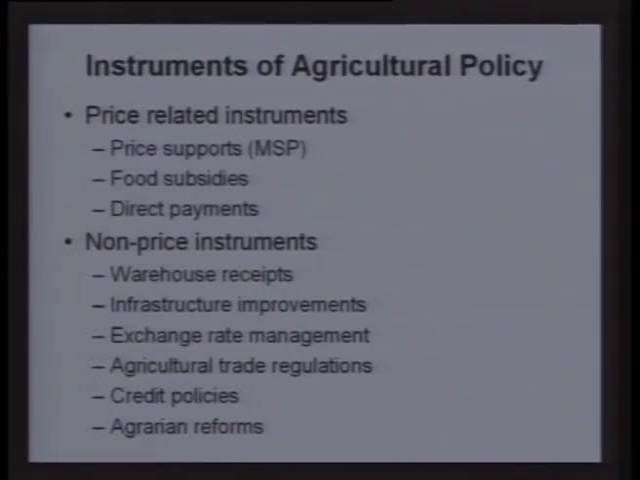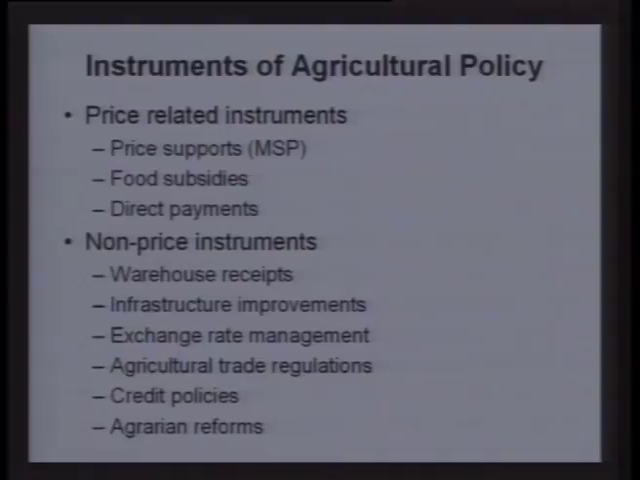We also sometimes provide direct employment, or this may be one of the options in the case of price-related instruments. The second major group of instruments is the warehouse receipt, non-price. Warehouse receipt means when farmers store their product in storage, they get a receipt from the warehouse, and based on that receipt they can get a loan or credit from the financial institution. Then infrastructure development will help in agriculture policy. This is one of the instruments.